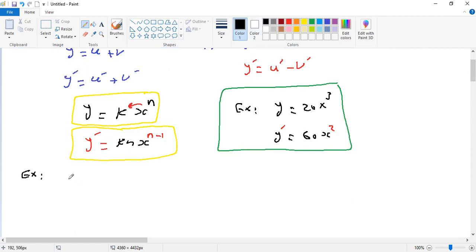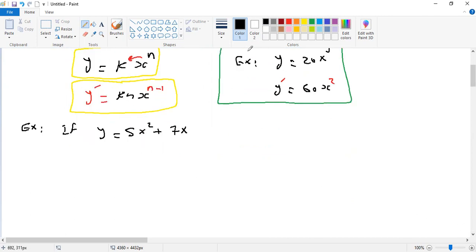Example. Let us say y equals 5x squared plus 7x. Now, what is the derivative of each term? To find y prime, or dy/dx, y prime equals 2 times 5, which is 10, and x to the power 2 minus 1, so 10x to the power 1. For 7x, the derivative is 7.